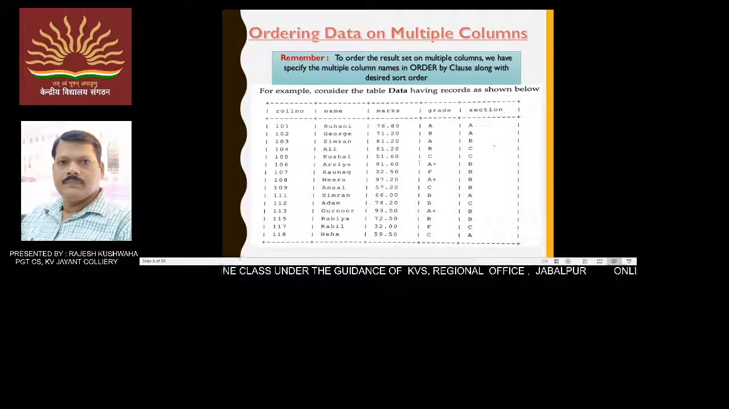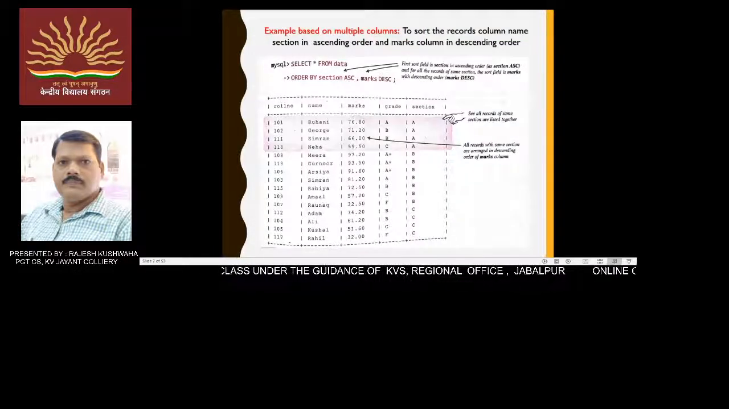Okay, so let us see one example of how to use multiple columns for ordering data. This is a table. The name of the table is data. It contains various columns: roll number, name, marks, grade, section. After creating this table, when we apply a query on it, let us see the query here.